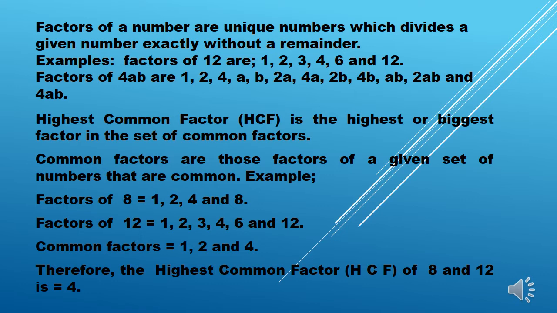Therefore, the highest common factor, which is the highest factor in the set of common factors, is 4. You can look at it, you can see it. So, among the common factors, which one is the highest? The highest common factor is 4. Therefore, the highest common factor of 8 and 12 is what? 4.